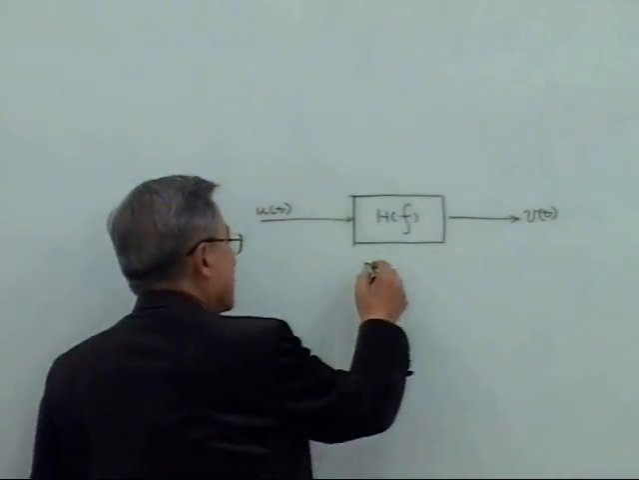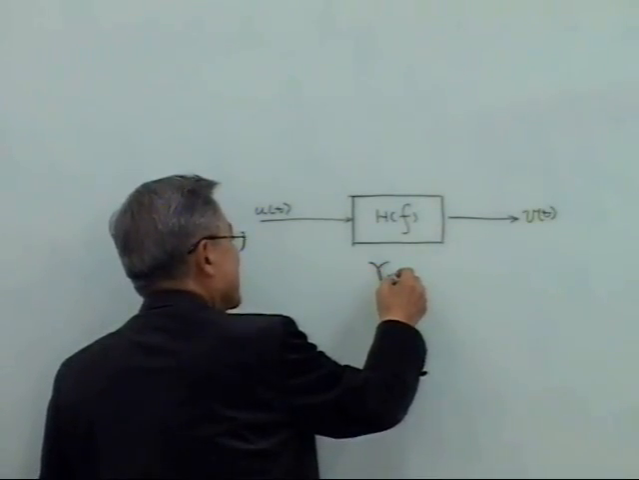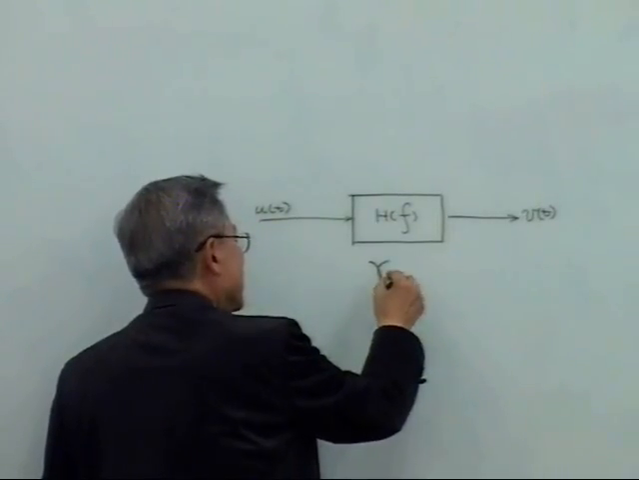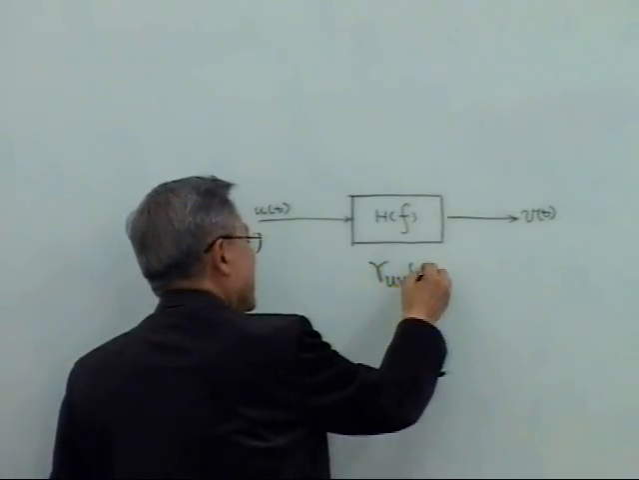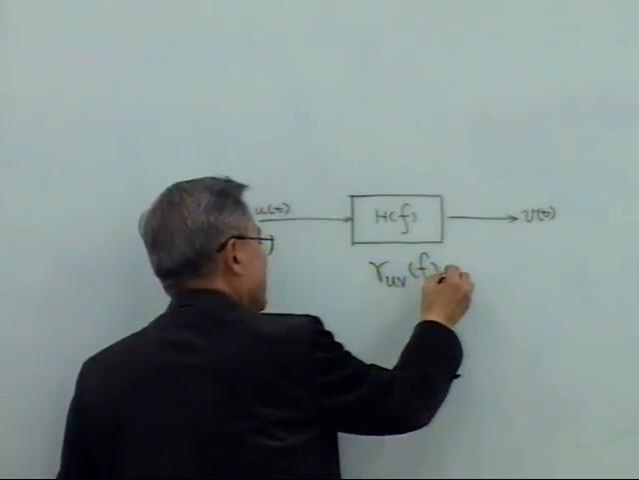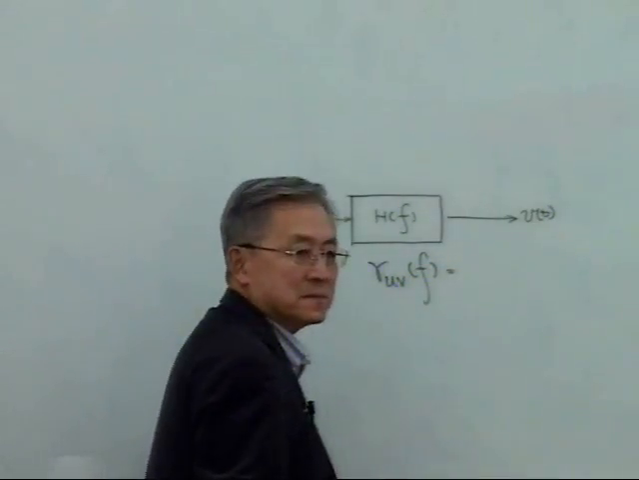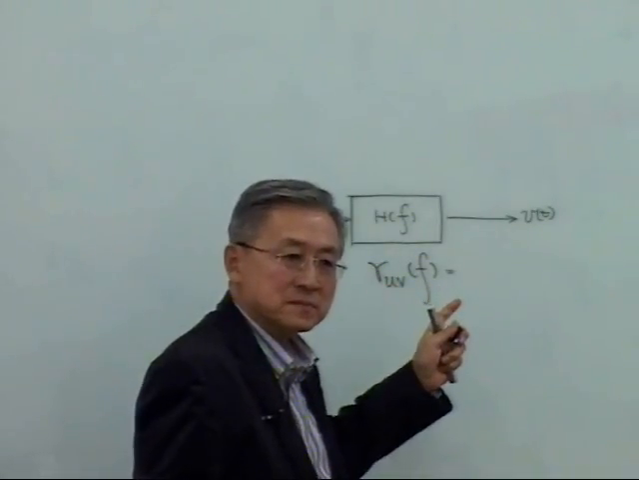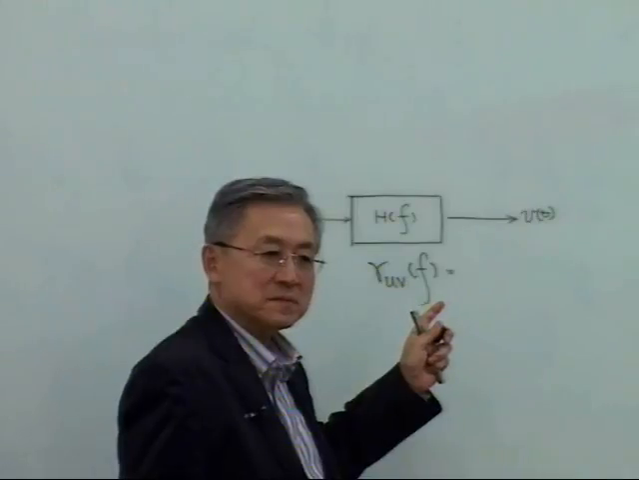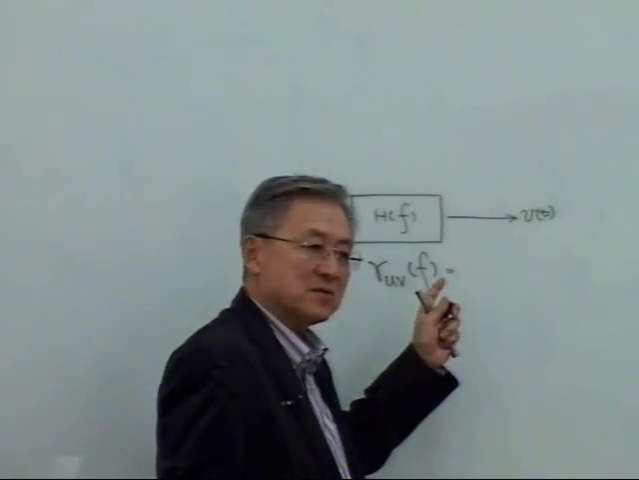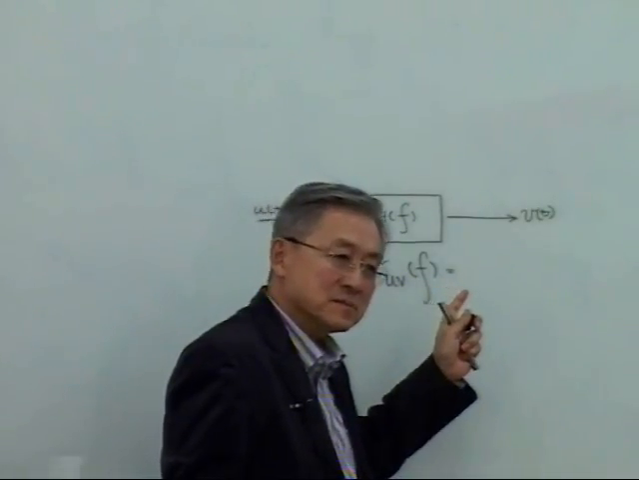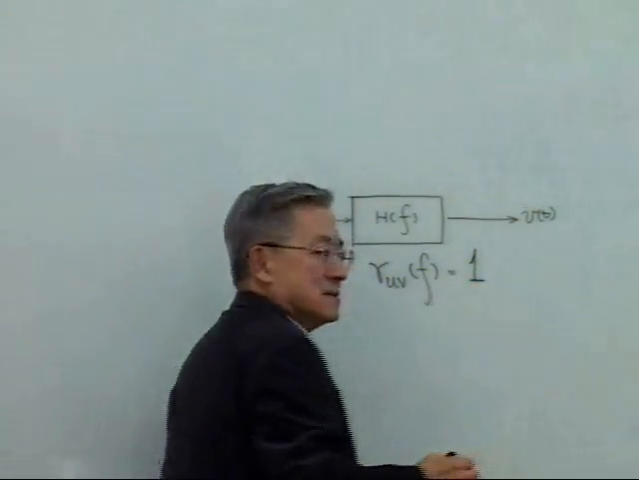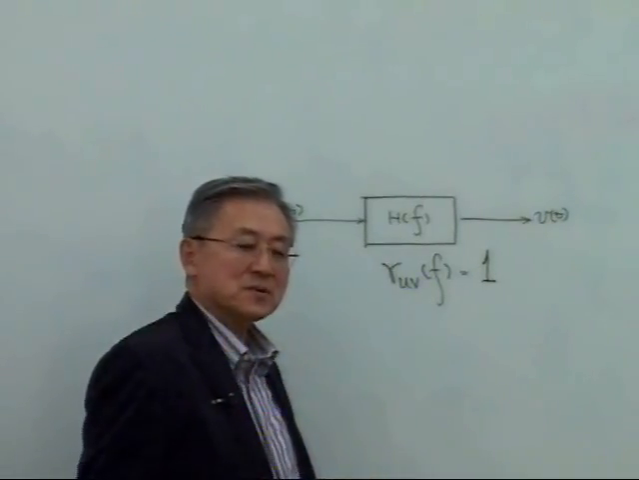So if you take the same thing over again, gamma UV, of course this is a function of F, is equal to, Gusto, what is it? What's the value? Youngbin, what's the value? It's a 1, see? Gusto, spend a little more time.